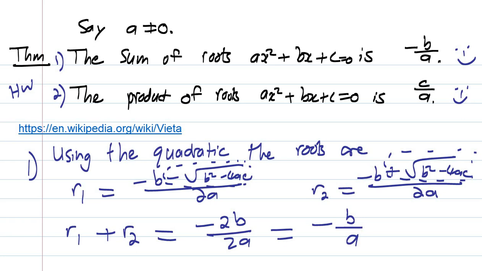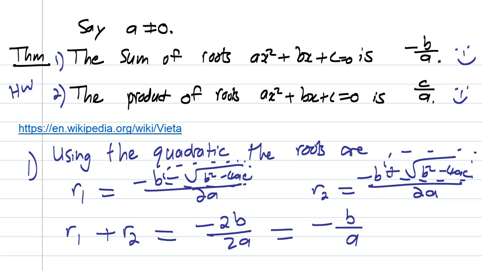Alright, can I get a yes? You guys have written down this theorem? Can I get a yes that you guys have written down this theorem? So if you look at a standard quadratic, the sum of the roots is minus b over a, and the product of the roots is c over a. This is not the only way to prove it. This proof uses the quadratic formula, which every student doing maths should know.